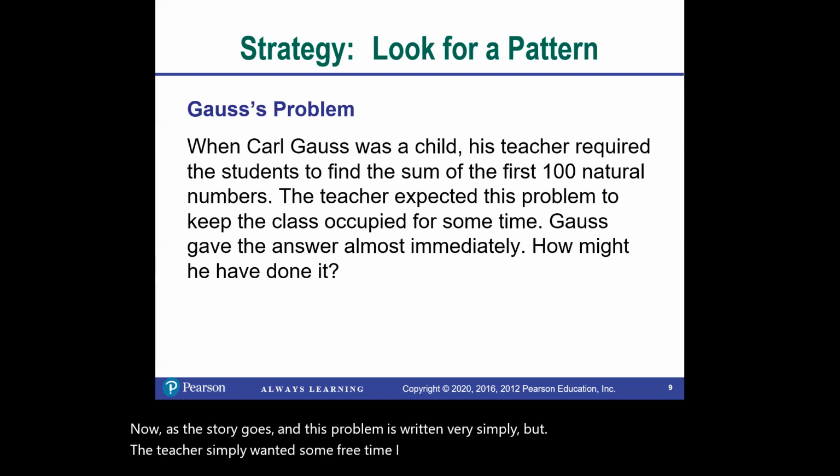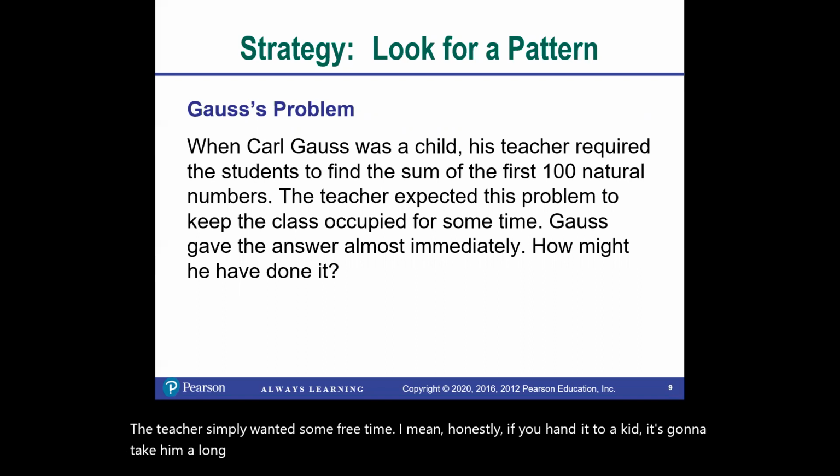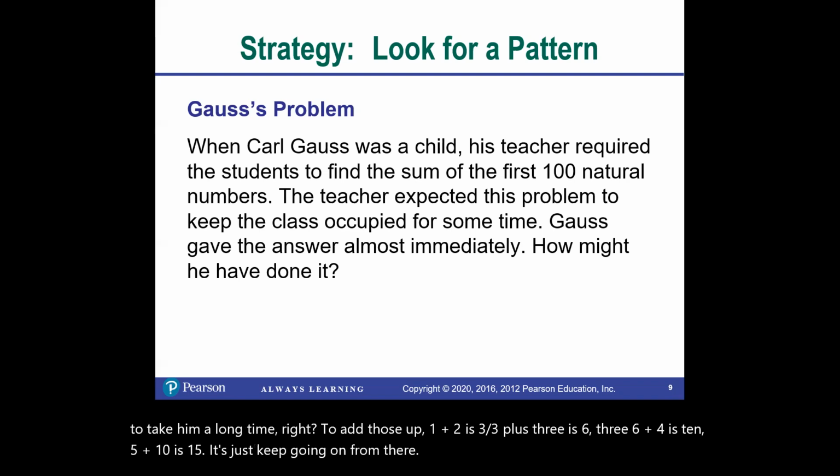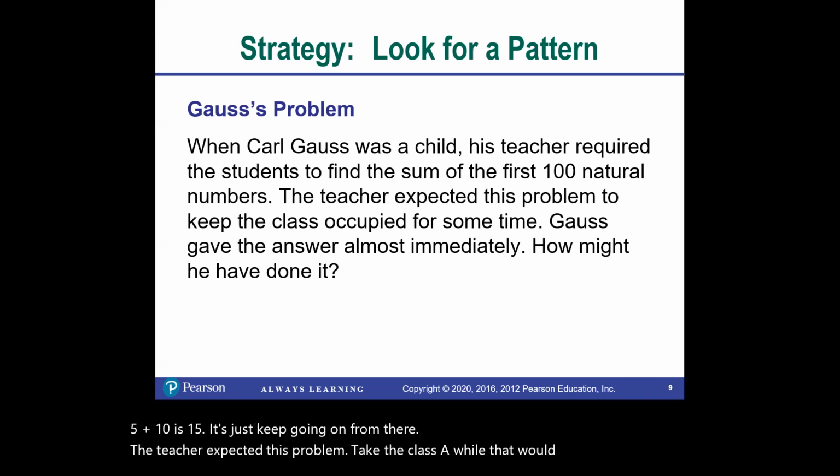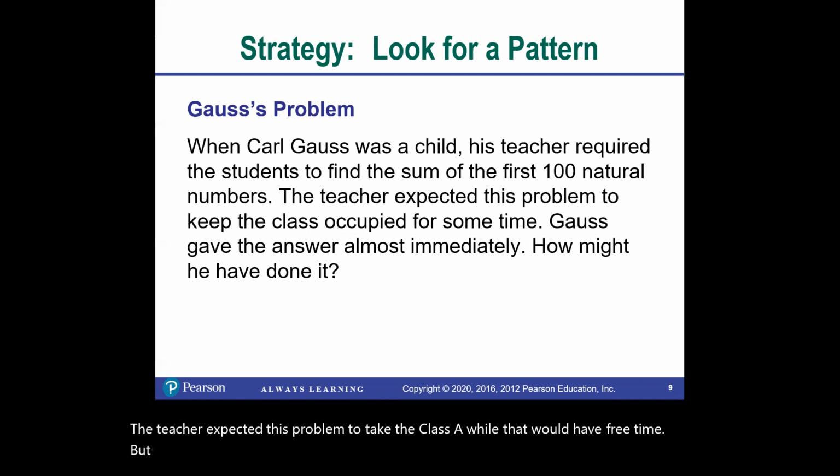Now, as the story goes, and this problem is written very simply, the teacher simply wanted some free time. I mean, honestly, if you hand it to a kid, it's going to take them a long time, right? To add those up. 1 plus 2 is 3. 3 plus 3 is 6. 6 plus 4 is 10. 5 plus 10 is 15. It's just keep going on from there. The teacher expected this problem to take the class a while. That way they'd have free time. But Gauss figured out this answer almost immediately, and he was kind of surprised.